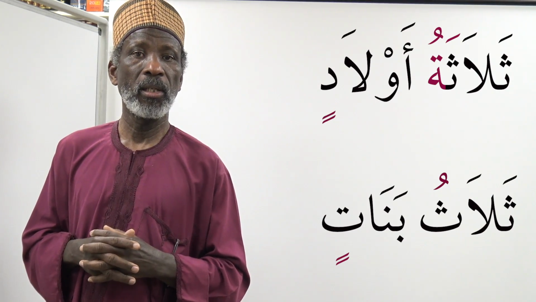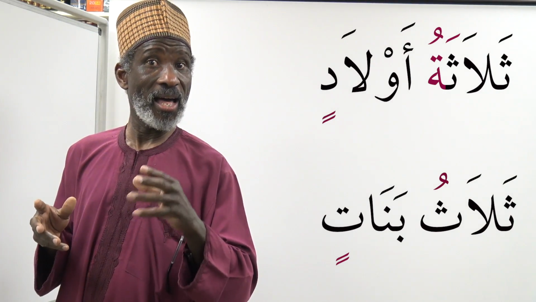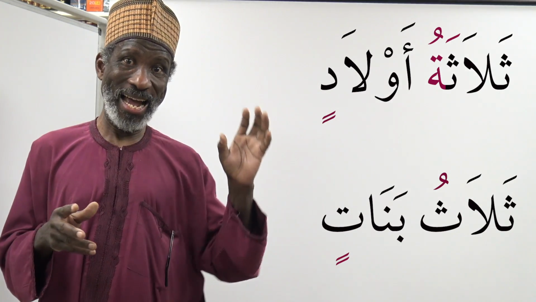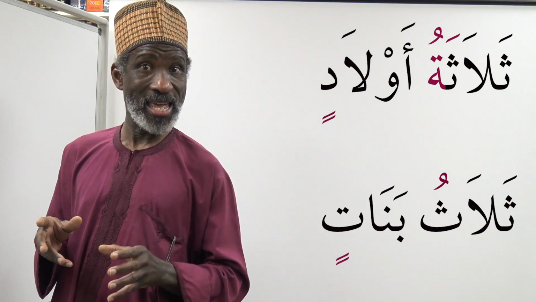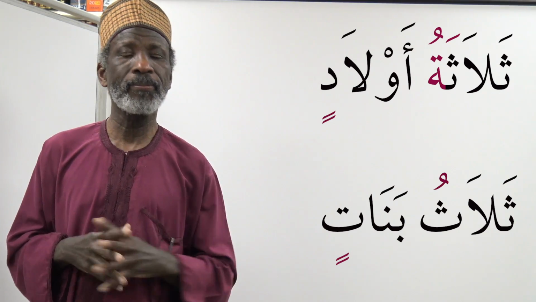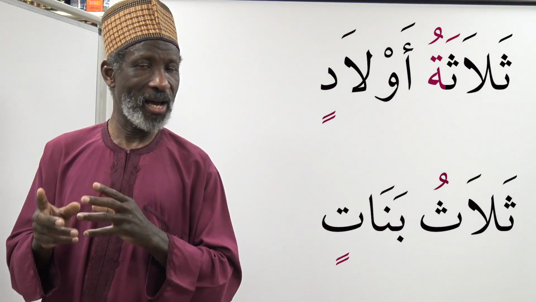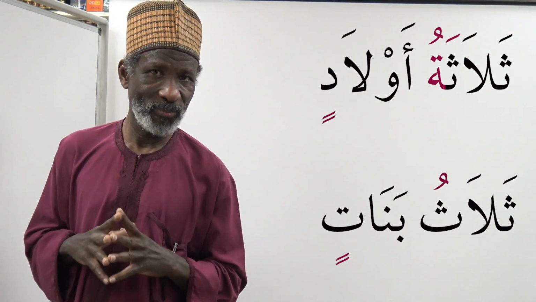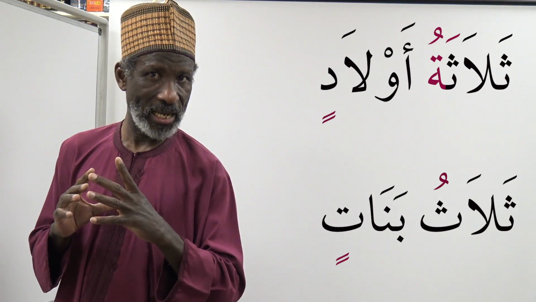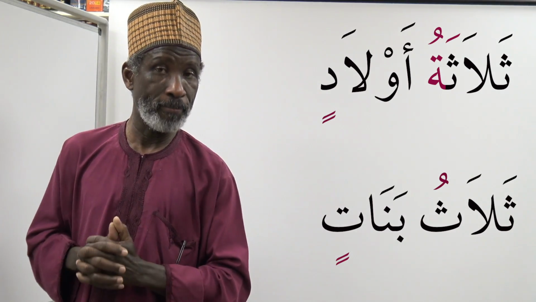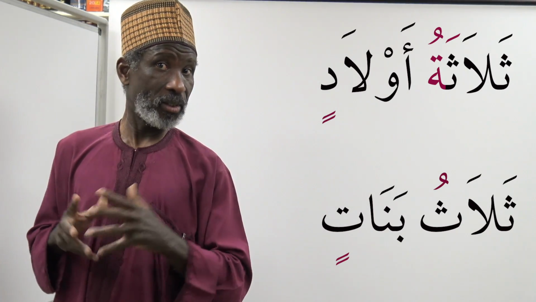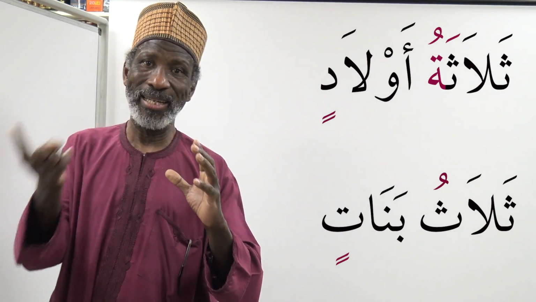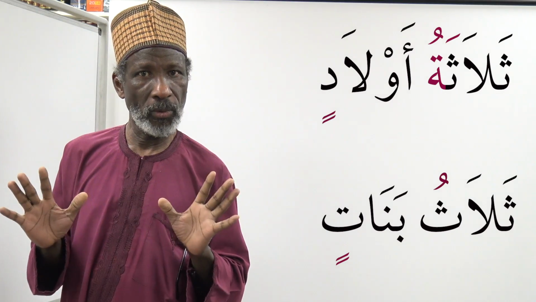genitive, ثلاثة أولاد or ثلاث بنات. So they are flexible in that case. They can take, but they cannot take tenween. You cannot put double vowels on them, simply because it's defined by attributing it to another noun. Okay?